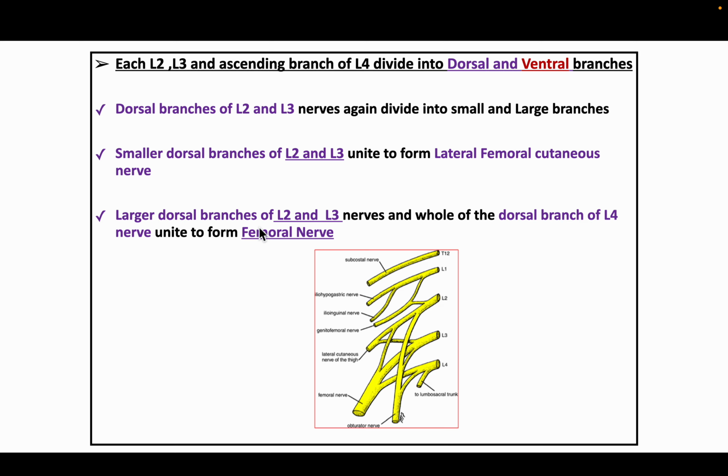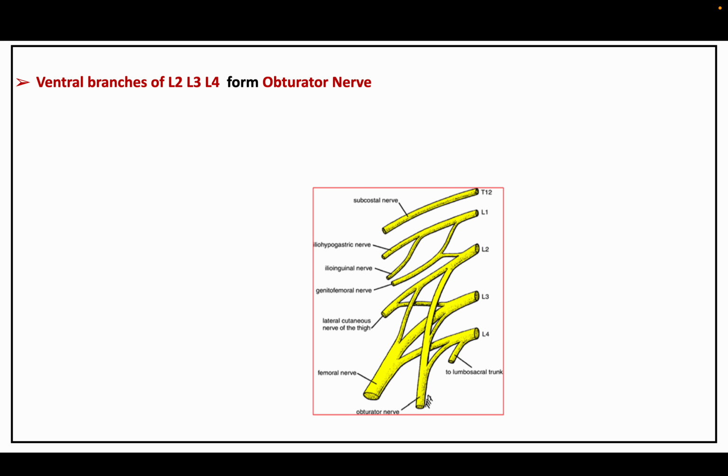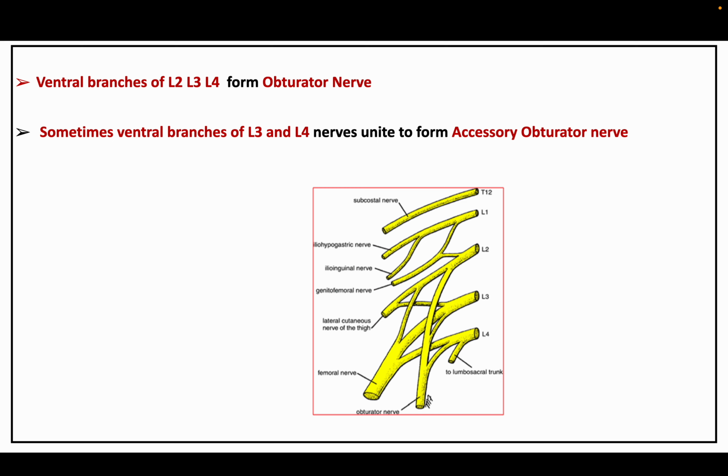So large dorsal branches of L2 and L3 nerve, this is one contribution, and another, the whole of the dorsal branch of L4 nerve, unite to form this nerve, femoral nerve, which is the nerve of the anterior compartment of the thigh. Now coming to the ventral branches of L2, L3 and L4, they form the obturator nerve. Sometimes the ventral branches of L3 and L4 nerves they unite to form the accessory obturator nerve. Now this obturator nerve is the nerve of medial compartment of the thigh.